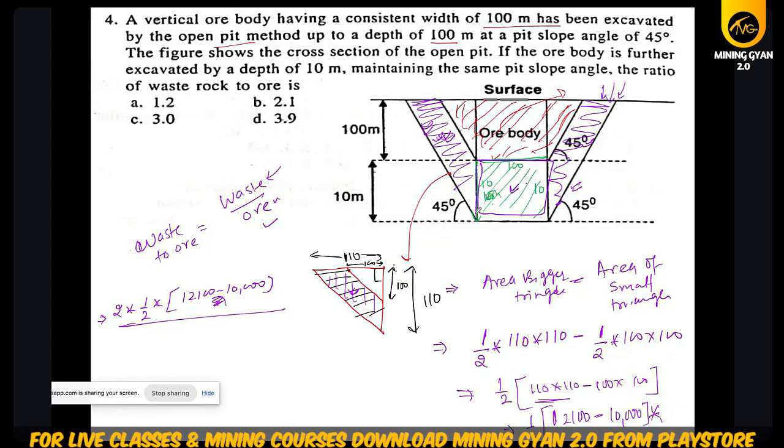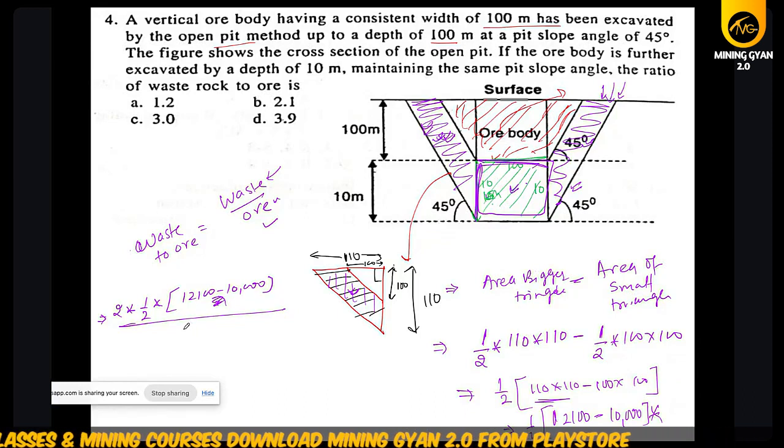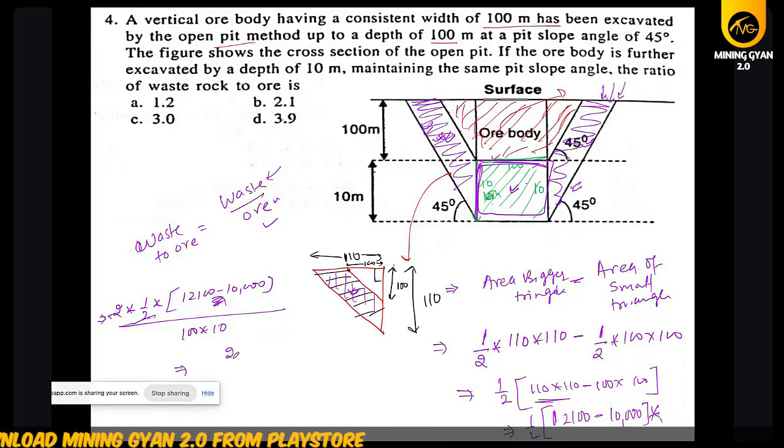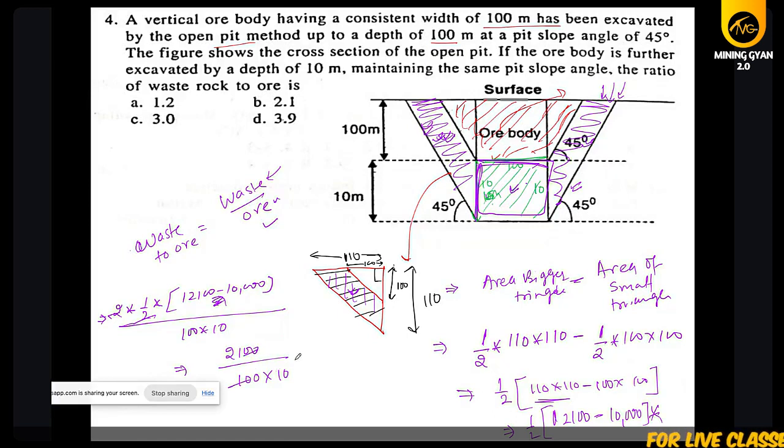Ore is just this block. So this is your 10 and this is 100. So the area of this one will be 100 × 10. Then, dividing the waste area by 100 × 10, you will get 2.1. So the answer will be 2.1.